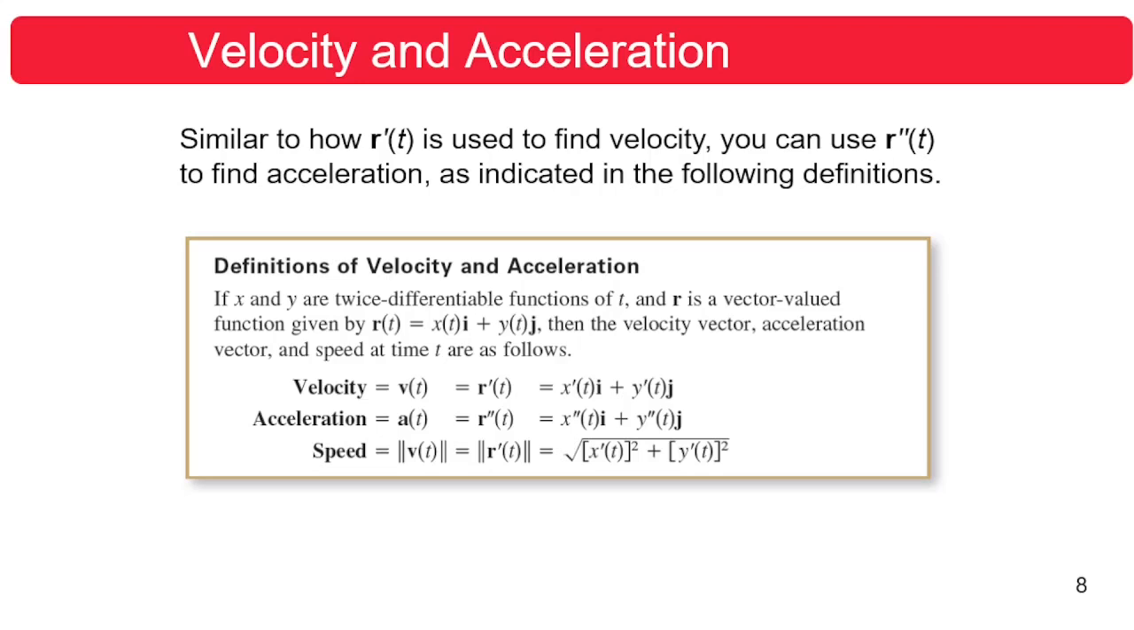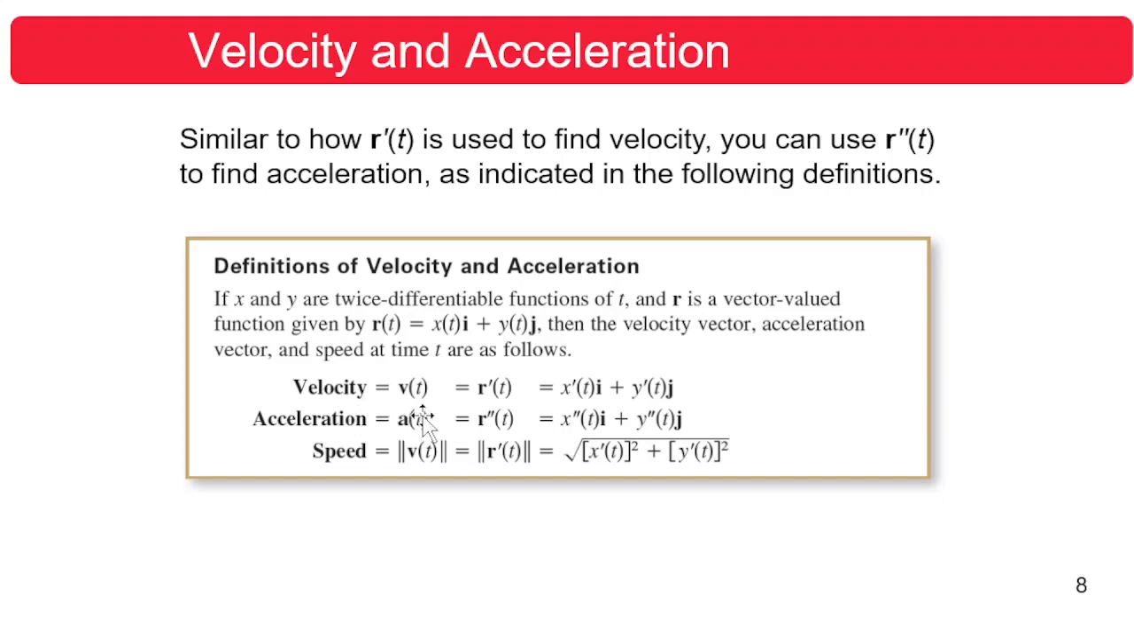Similar to how the first derivative of the position vector r of t is used to find the velocity, you can also use the second derivative of r of t to find the acceleration. By definition, if x and y are twice differentiable functions of t, and r is a vector valued function given by r of t is x of t i plus y of t j, then the velocity vector, the acceleration vector, and the speed at time t are defined as follows.